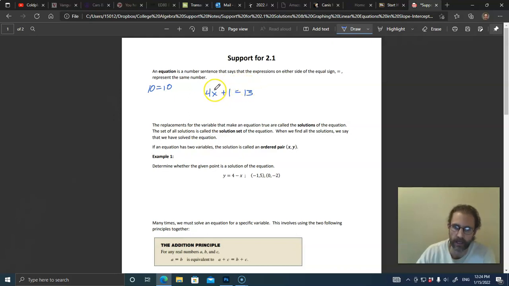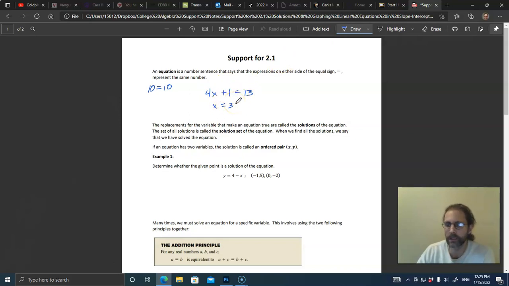So in this case, if x represented the number 3, that would solve this equation. The left side would become 13, because 4 times 3 is 12, plus the 1 would give us 13. So we'd end up with 13 on the left side, 13 on the right side. I'll put that down here, x is equal to 3. And so a solution to an equation like this is just a single number.